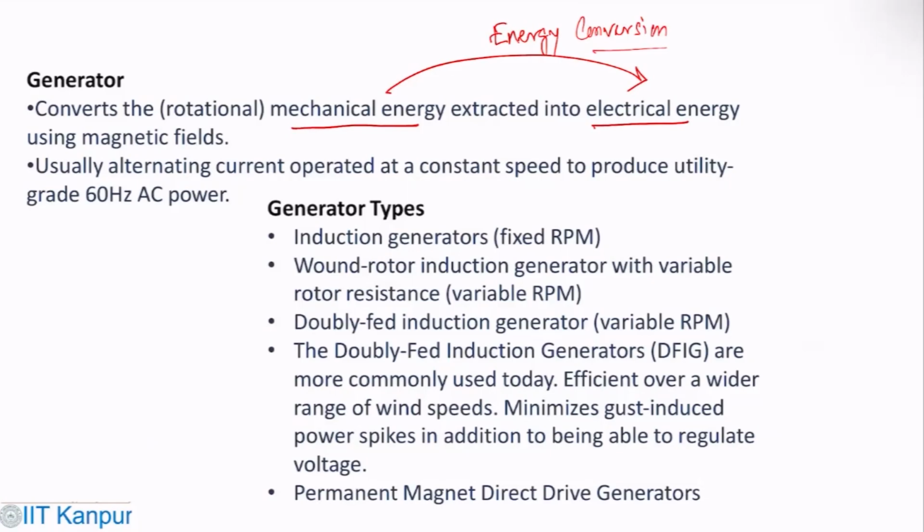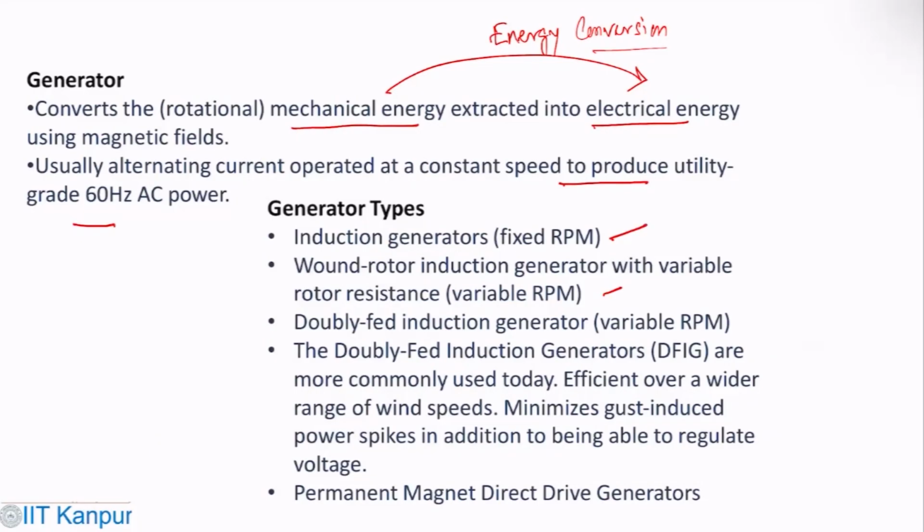Okay. So usually AC current, or alternating current, is operated at a constant speed to produce utility grade 60 Hz AC power. Now we have earlier looked at the generators. We're talking about the turbine technology. So there are induction generators, fixed RPM based.